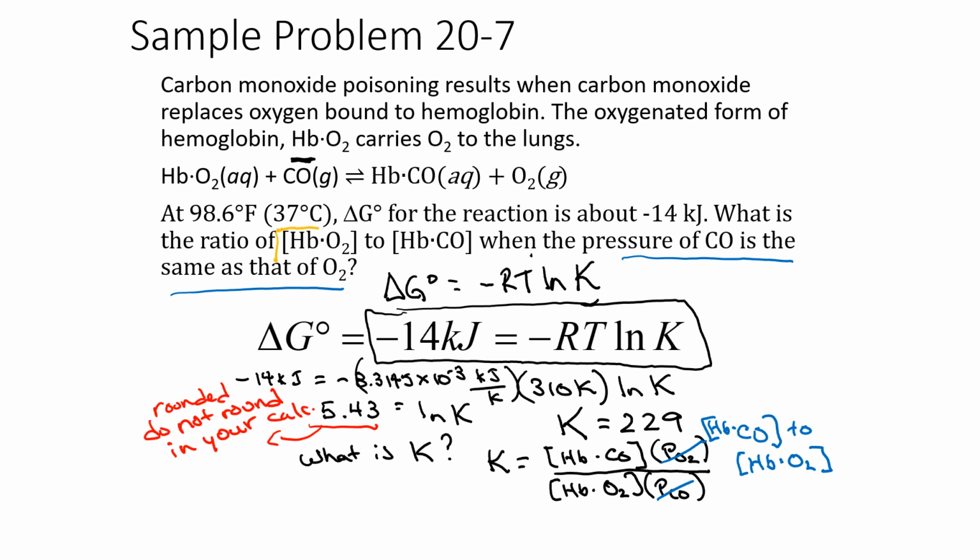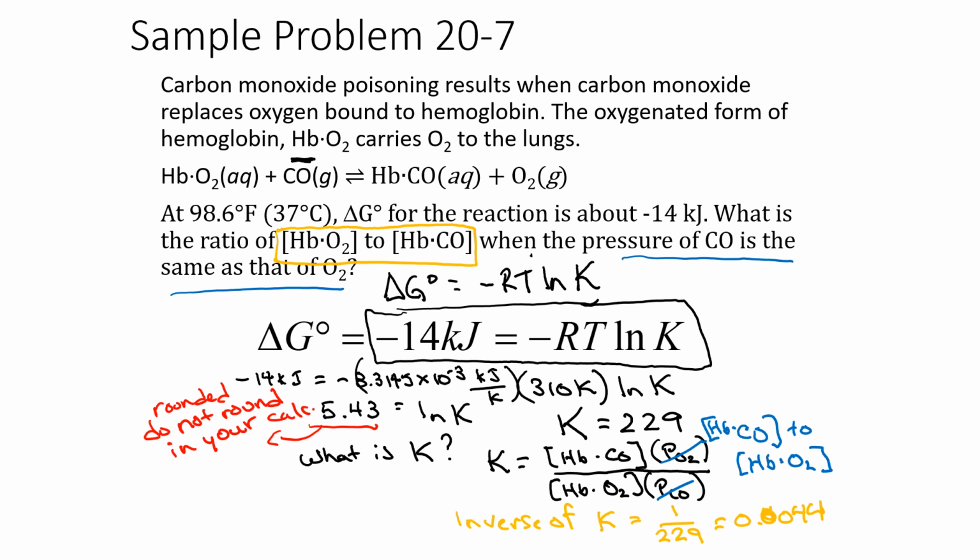But I want the ratio of oxygenated blood to carbon monoxide blood. So what I really need is the inverse of K. So 1 over 229 is equal to 0.0044. What that tells us is that for every one particle of blood in our system that has oxygen, there are going to be 229 of them that are going to have carbon monoxide.